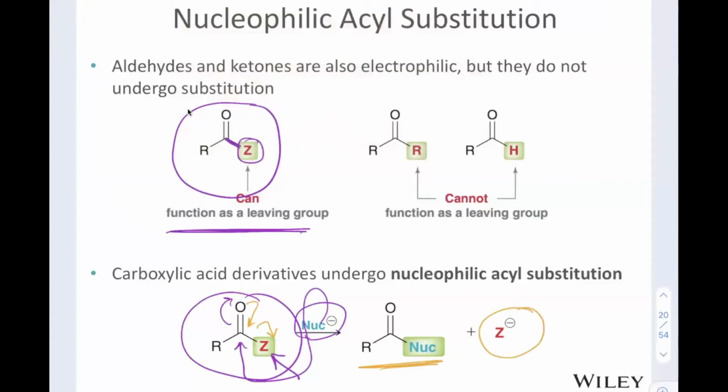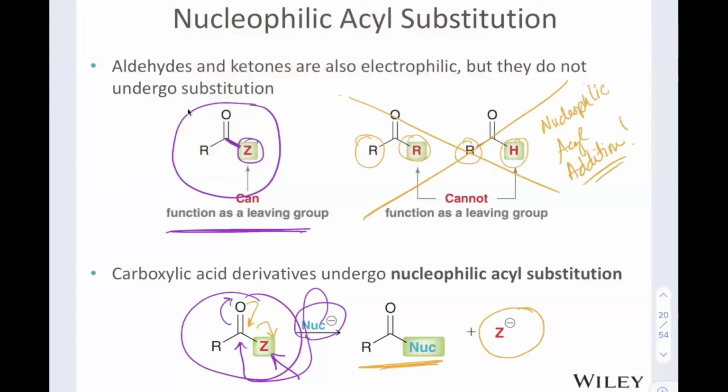Let's just for a second step back and talk about ketones and aldehydes. If we talk about ketones and aldehydes, where we have two R groups or an R group and an H, R groups, or carbons and H's, cannot leave. And so these compounds right here do not undergo nucleophilic acyl substitution. It turns out, and we'll learn in organic two, that instead these compounds undergo what's called nucleophilic acyl addition. And we'll learn about that in organic two.